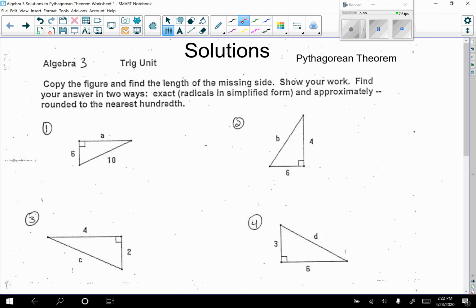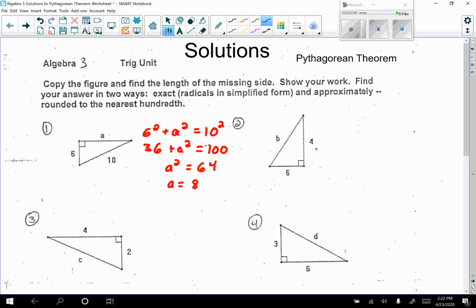All right, so looking at number 1, our two legs are 6 and a missing side a. So we're going to have 6 squared plus a squared equals 10 squared. This gives us 36 plus a squared equals 100. Subtracting 36 from 100, we're going to get 64. Now, when this number comes out to be a perfect square, there's only an exact answer. So the square root of 64 is just 8. So this is an exact answer because it's just a single whole number. There's no decimal approximation necessary for this one. So a equals 8 is the solution.